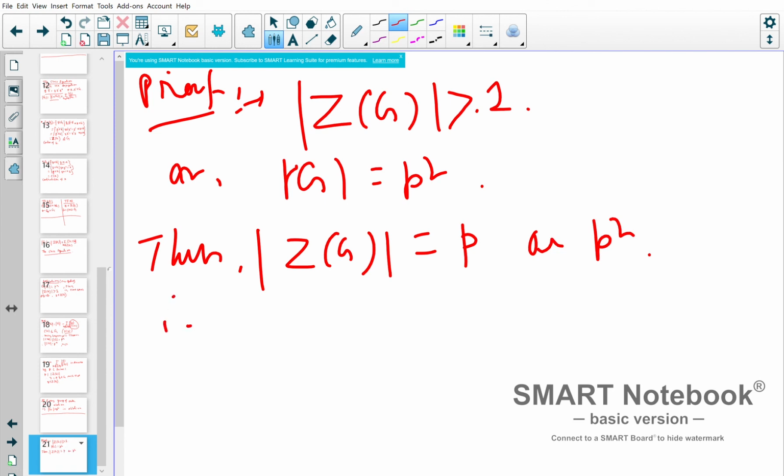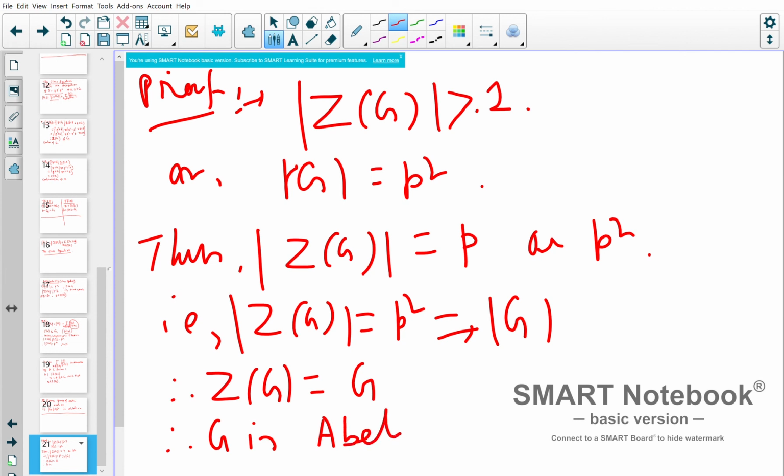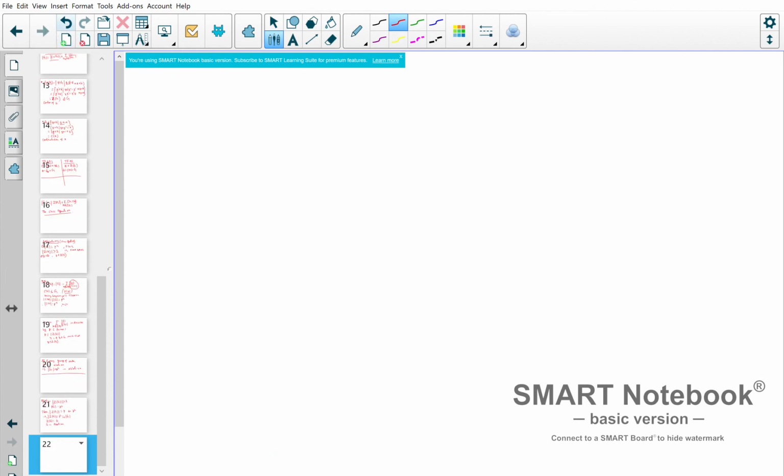If the order of the center is p square, which is equal to the order of the group G, this implies the center itself is the full group G, and thus G is abelian, right? The center is the full group, so G is abelian. Okay, now what happens if the order of the center is exactly p?